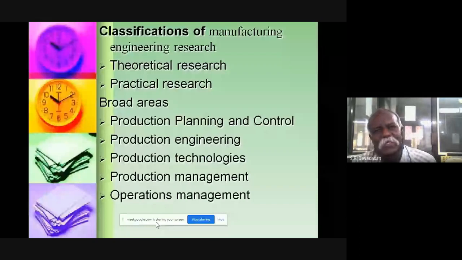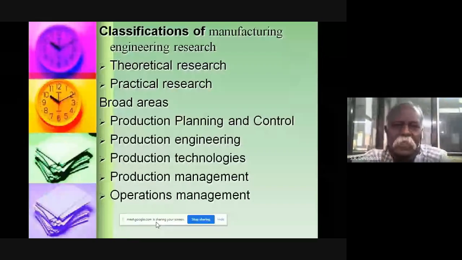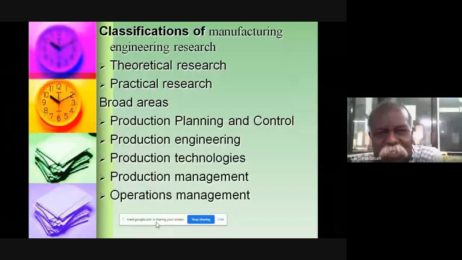Now what kind of research are we supposed to carry out? One is theoretical research, the other one is practical research. There are situations in which theory itself has to be developed to a great extent.